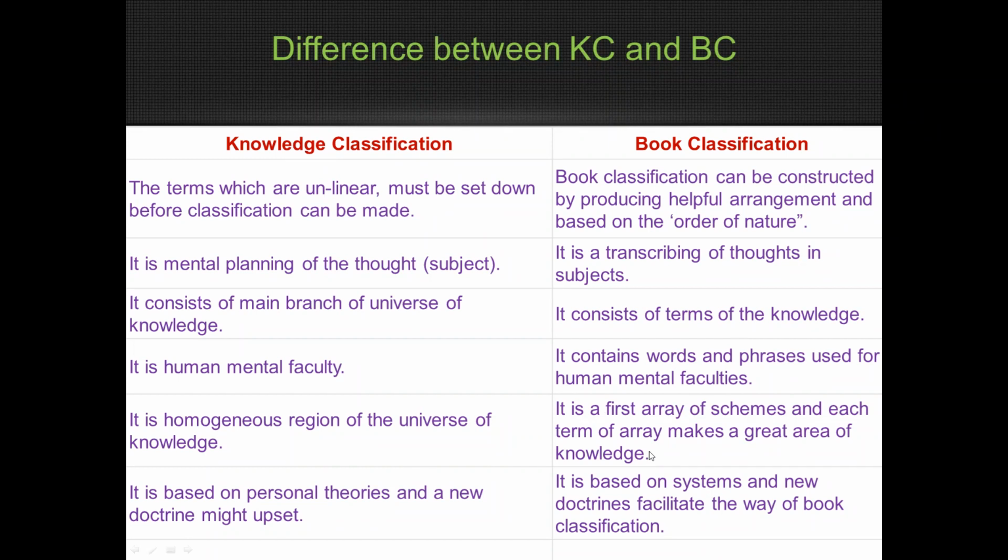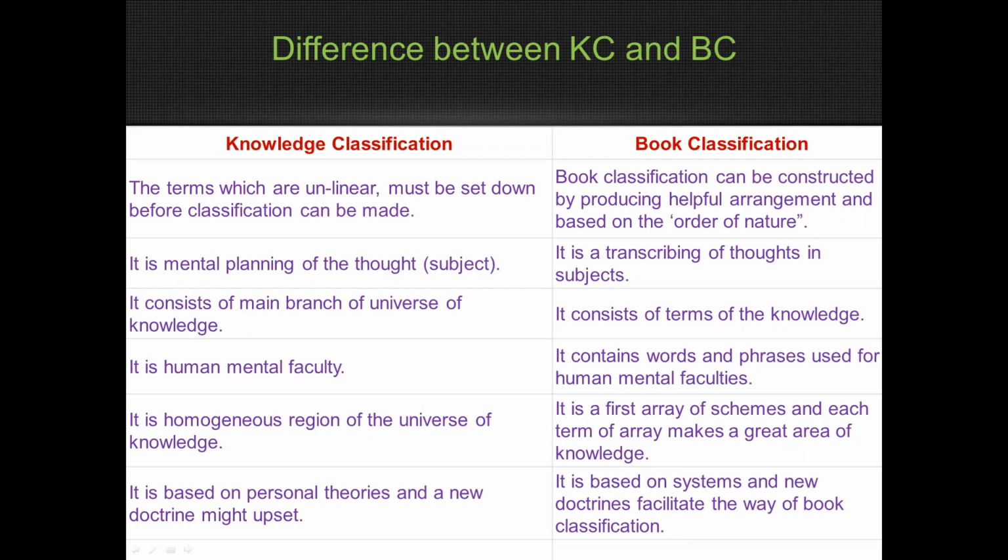And here in the book classification, the first array of the scheme will be there, then each term of the array makes a great area of knowledge. We have seen what is meant by array and what is meant by chain. That type of structuring is what we do in the book classification. Then it is based on personal theories or a new doctrine, a system and new doctrine which facilitate the way we can classify books. These are the basic differences between knowledge classification and book classification.